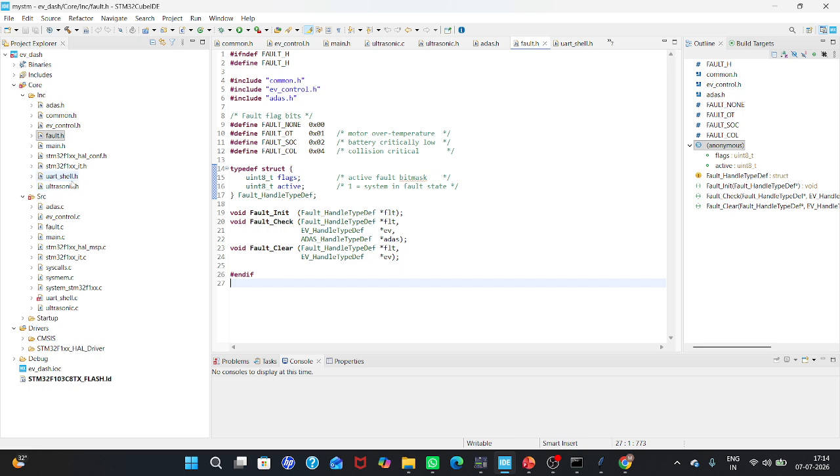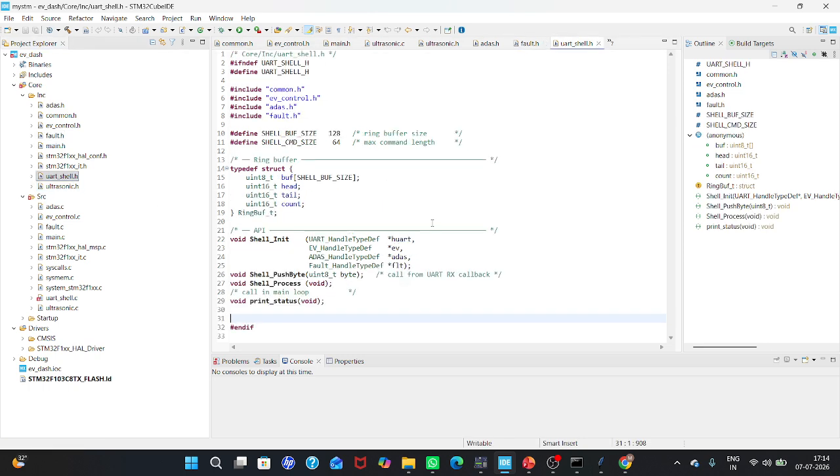Next, UART_shell.h. This file creates a command line interface over UART. It also contains a ring buffer for receiving serial commands and processing them without losing incoming data.